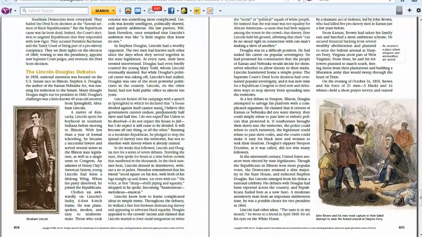Now, the thing that really becomes the flashpoint before the South secedes from the Union is the rise of Abraham Lincoln into presidential politics.